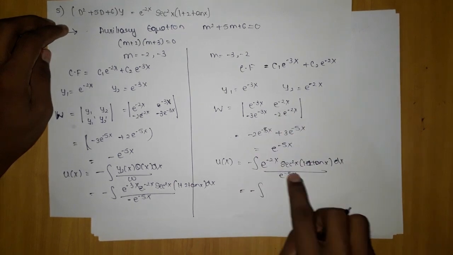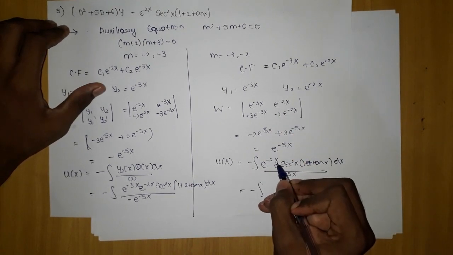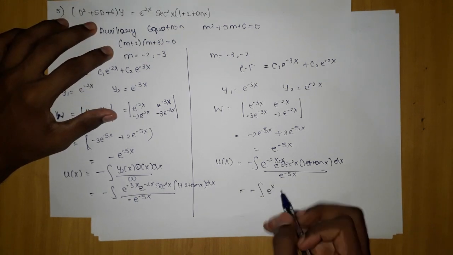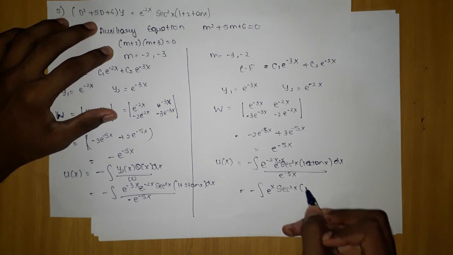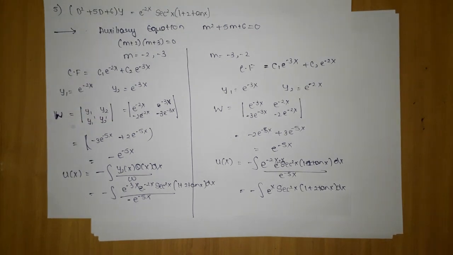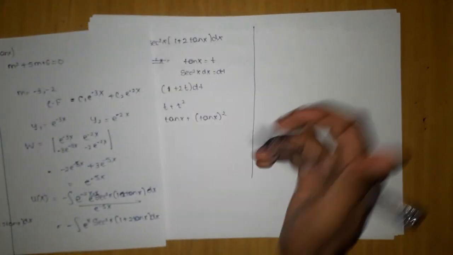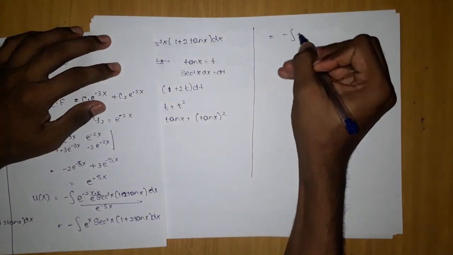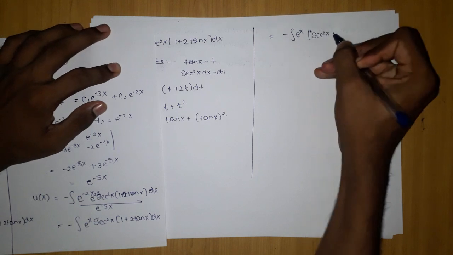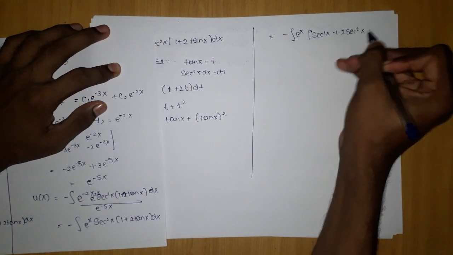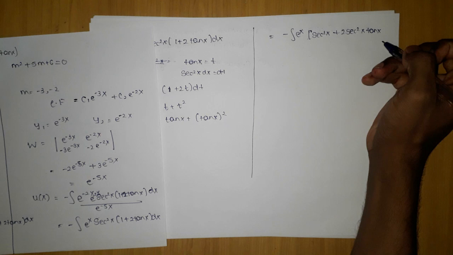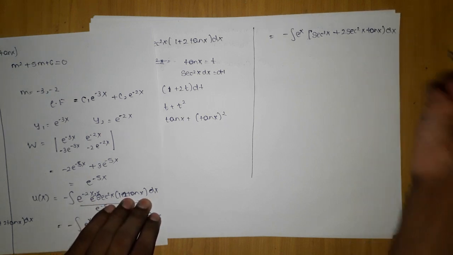Y2 for this, y2 is e to the power minus 2x is there. So we are left with e to the power x into sec square x into 1 plus 2 tan x dx, right? So if we solve this, what we are going to be left with here is the integral of e to the power x, and here if you observe, if I write it properly, sec square x plus 2 into sec square x into tan x, 2 into sec square x into tan x into dx, right?